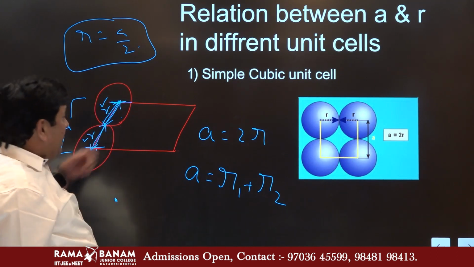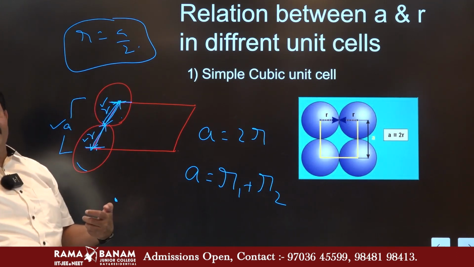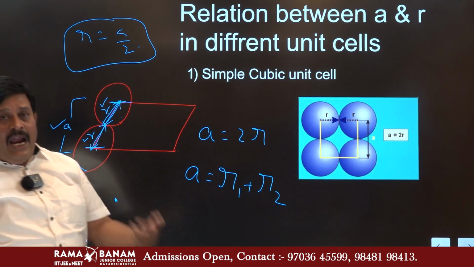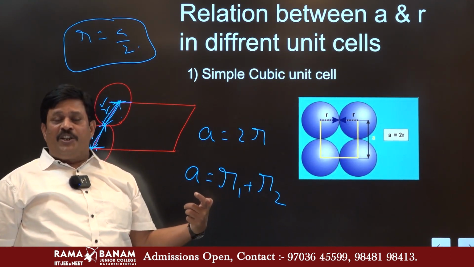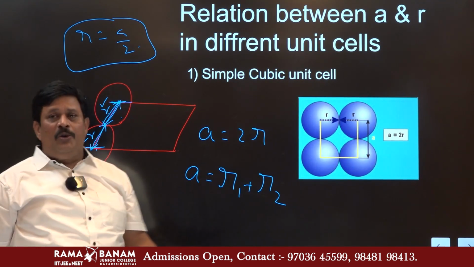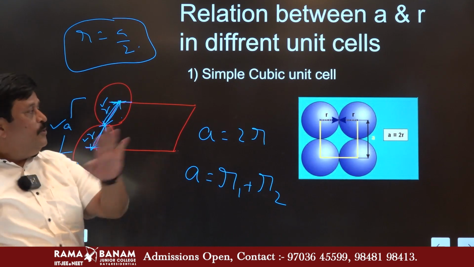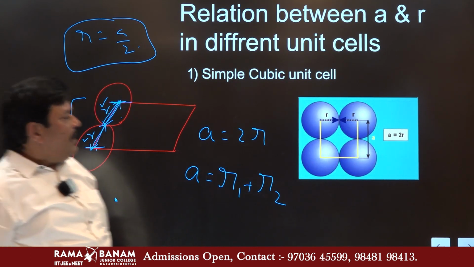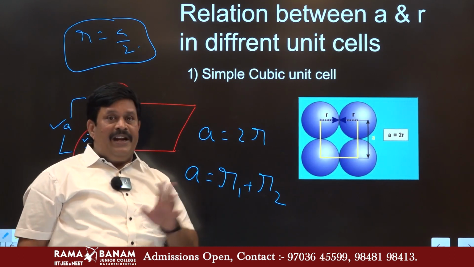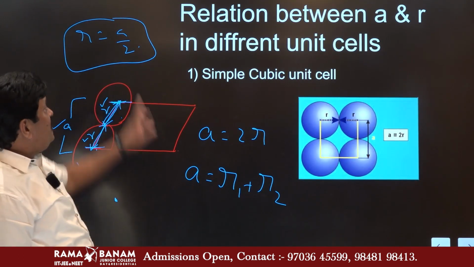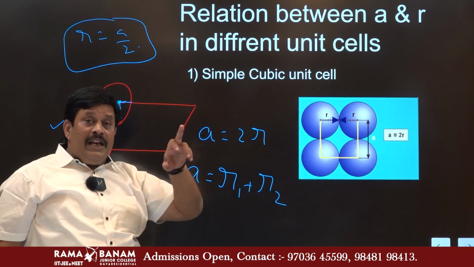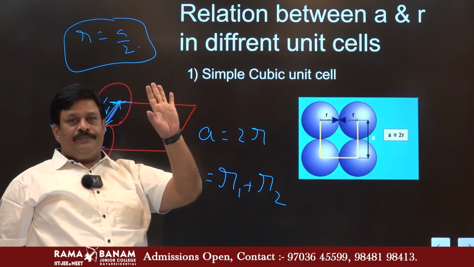And if the two particles are not identical, then the radii are not identical. Let R1 be the radius of the first particle and R2 the radius of the second particle, then A is equal to R1 plus R2. As we mentioned, A is equal to 2R in case of identical particles. This is the relation between A and R in case of a simple cube.